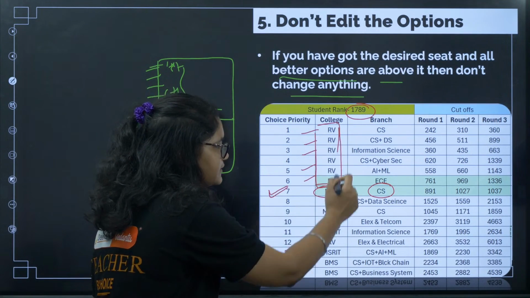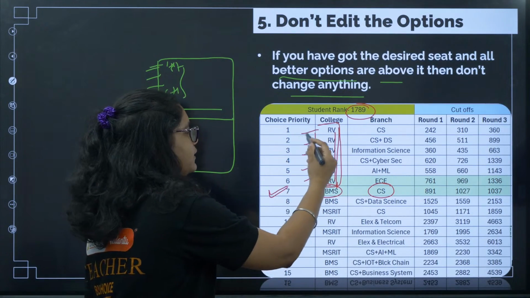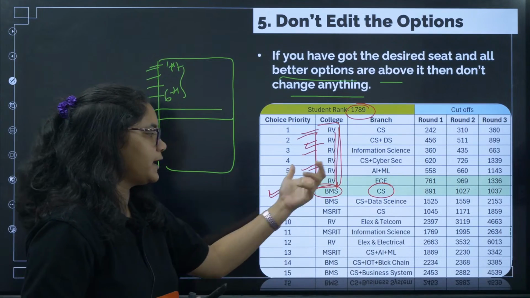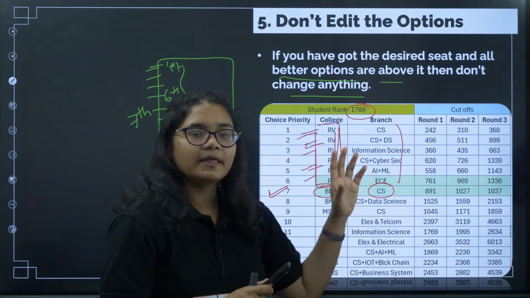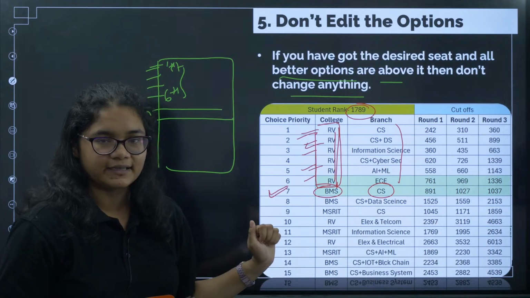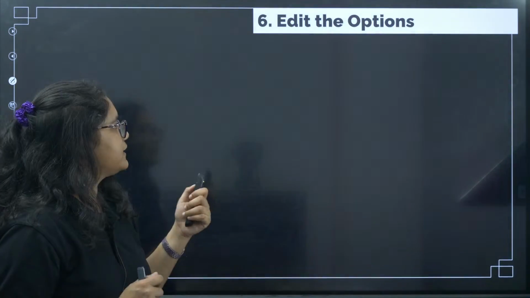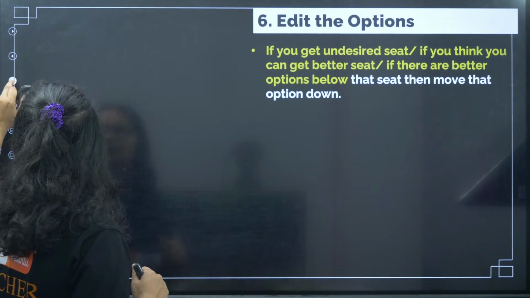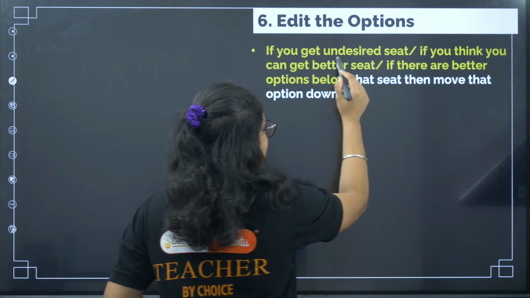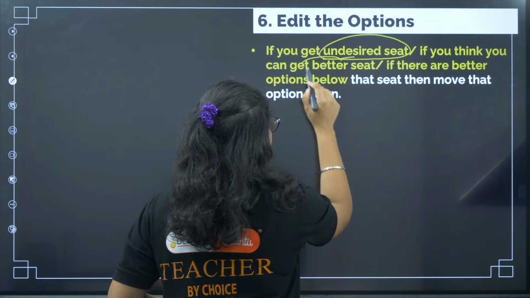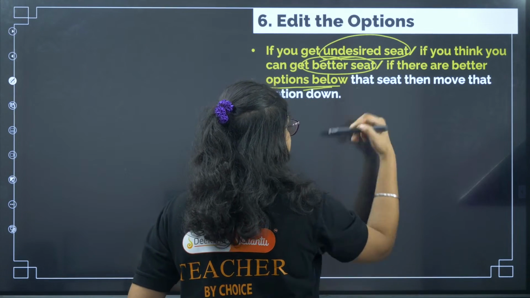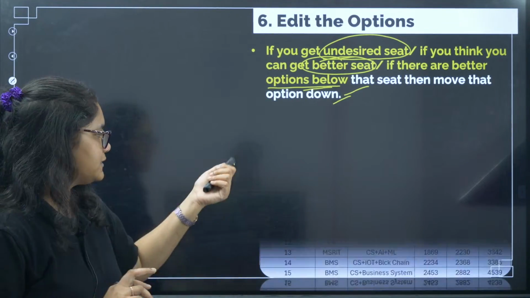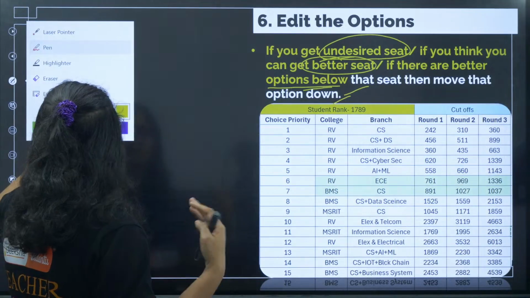So in that case we can say that this option entry is fine if you are willing to go to RV College and your choice is more about RV College, you want to join at any cost irrespective of the branch. Then you need not change the option entry in this case. Now we'll go to the second case, in which you have to edit the options. If you get an undesired seat, or if you think you can get a better seat, or if there are better options below, then you have to move that option down. Again we'll take the same example and understand with a different case study.